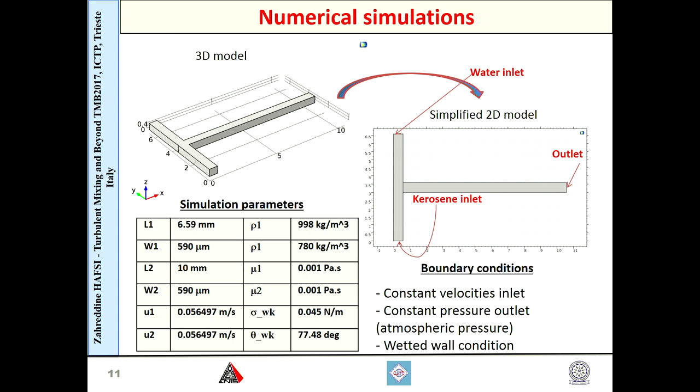This is the 3D model. We are simplifying the 3D model to a 2D model. Actually, what we have here is a water inlet, a kerosene inlet, and the outlet. For the simulation parameters at the first stage, we are taking the same values as Cherlo et al. For the boundary conditions, we have a constant inlet velocity and a constant pressure outlet, the atmospheric pressure. Wetted wall condition is also assumed in the boundary wall.